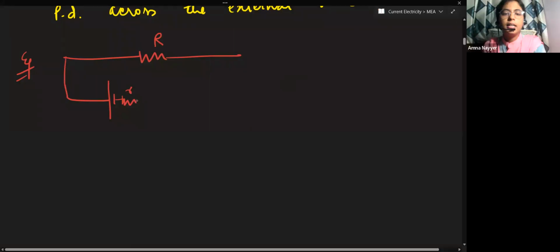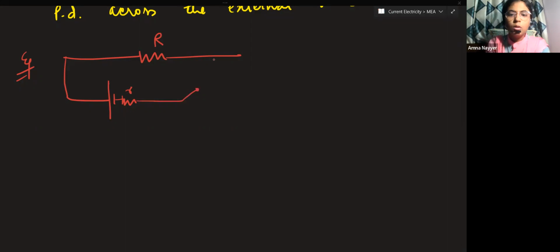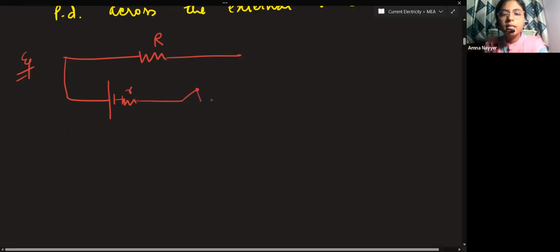And let's say this key is connected. Okay, so you people have had your practicals. Good. And this key is connected and the wiring is done. Let's say this is 9 volt. So this is 9 volt.